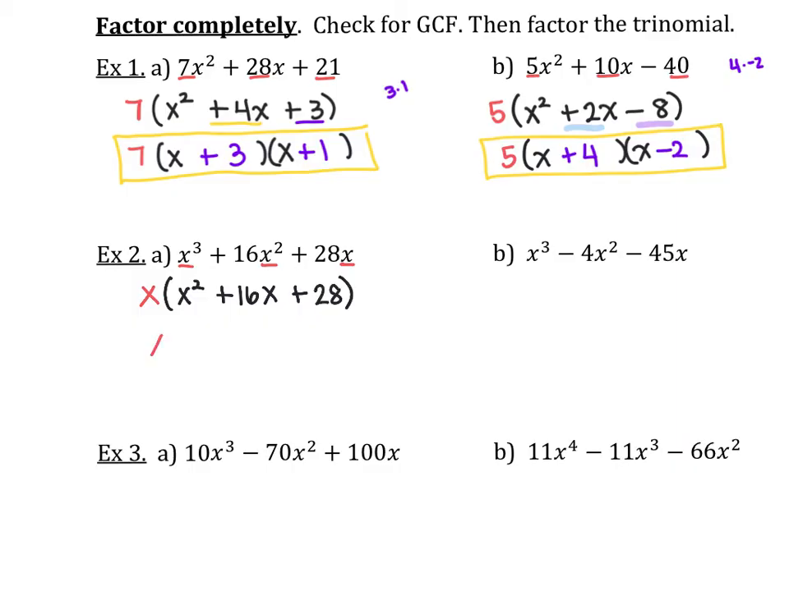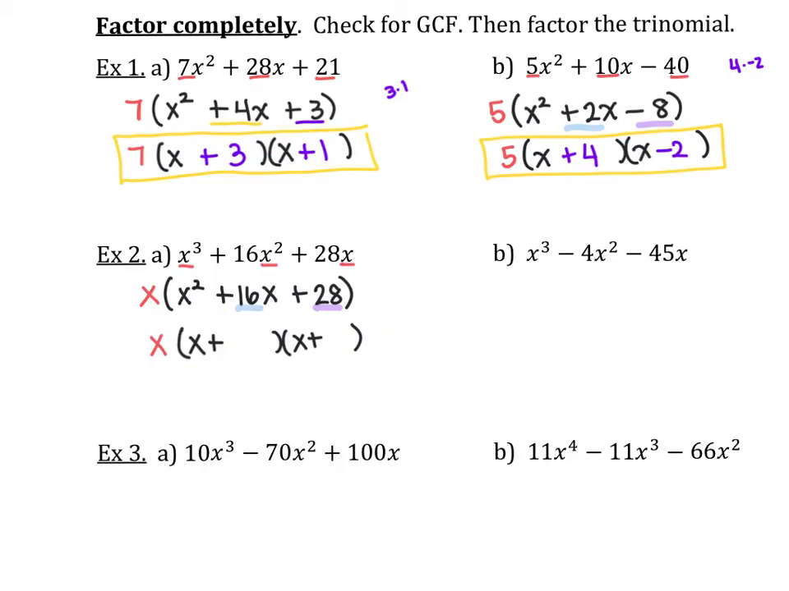Okay, let's see. Now I'm going to try to factor this trinomial more. Because it's squared, there's a good chance it'll work. So x squared means x times x. It's all positives, so I can go ahead and put the positives in. Okay, let me look at the last number. It's 28. So I'm going to look at the factors of 28 and see which ones add up to 16.